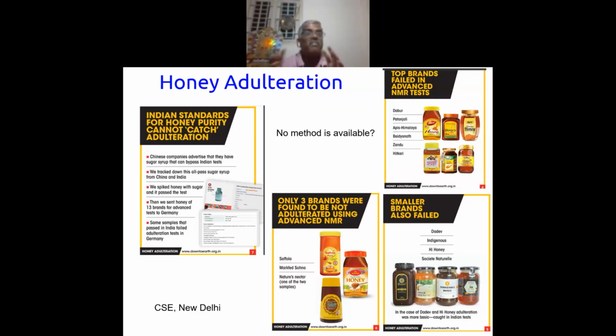CSE is a private agency for environmental science, with a separate institute in New Delhi. So this is our level right now. Even though we have all the infrastructure, we are not able to identify the adulteration of honey in India. For that, I am requesting the faculty members to encourage a lot of research activities with your students, because a lot of unrevealed, untouched area exists in front of us and around us.